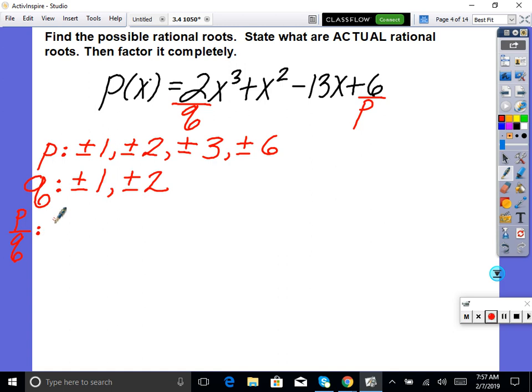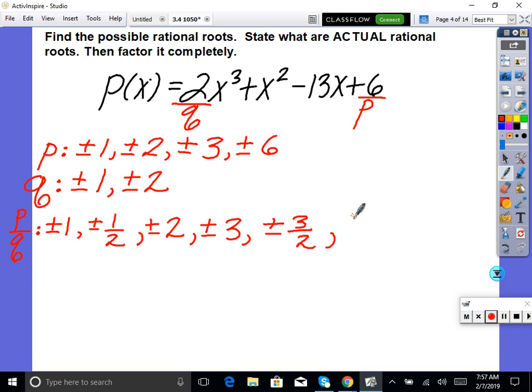1 divided by 1 is 1. 1 divided by 2 is 1/2. 2 divided by 1 is 2. 2 divided by 2 is 1. You don't need to list it again, we've already got that one. See, I'm doing all the possible P divided by Q's. 3 divided by 1 is 3. 3 divided by 2 is 3/2. 6 divided by 1 is 6. 6 divided by 2 is 3. We've already listed that. So if this is going to have whole number or fractional solutions, it's in this list for sure.